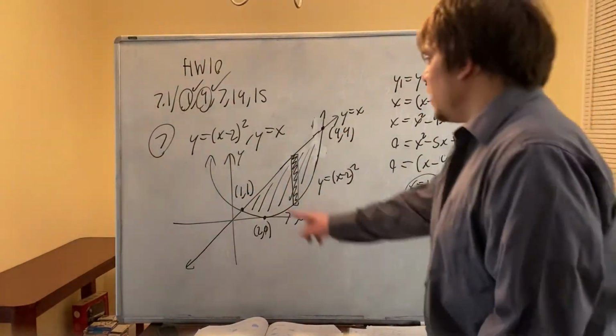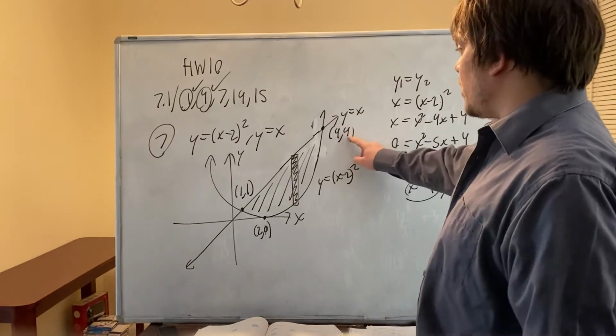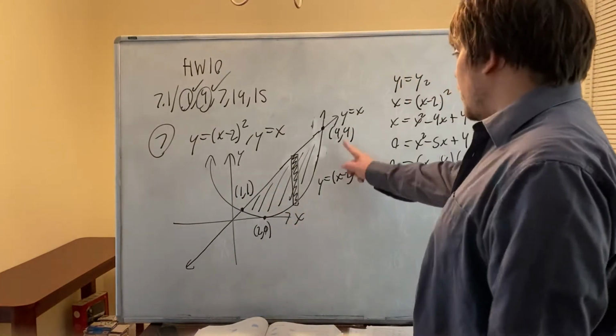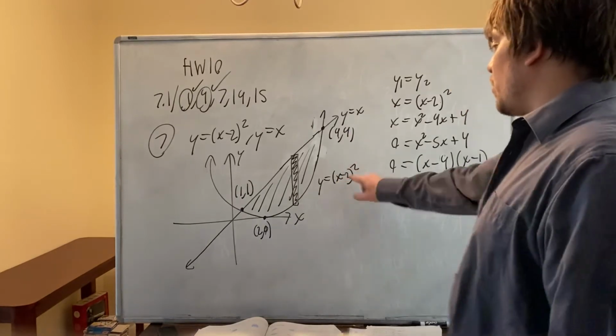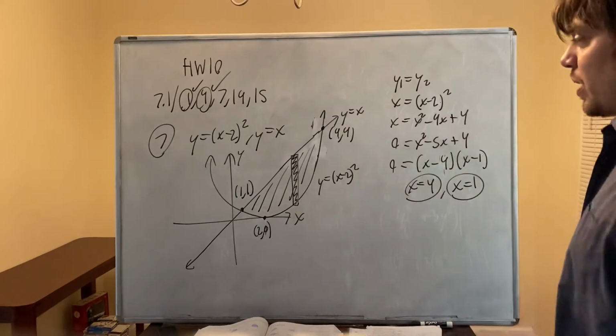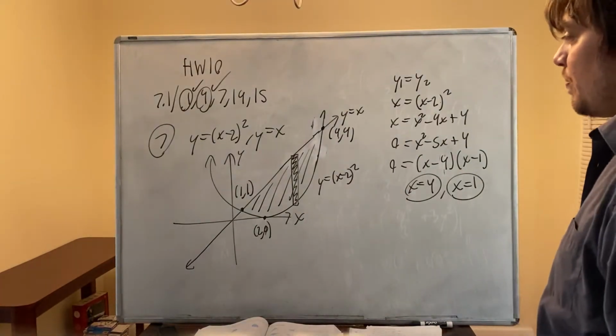You can test it. When x is 1, you get (negative 1) squared, which is 1. When x is 4, you get (4 minus 2) squared, which is 2 squared, which is also 4. Okay, you test it, it works. So you have those two intersection points.